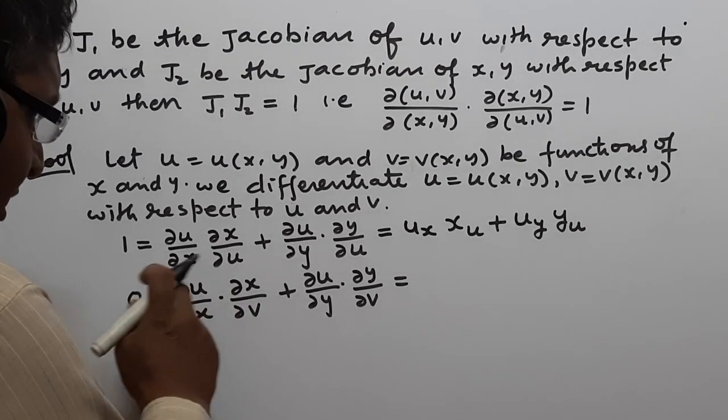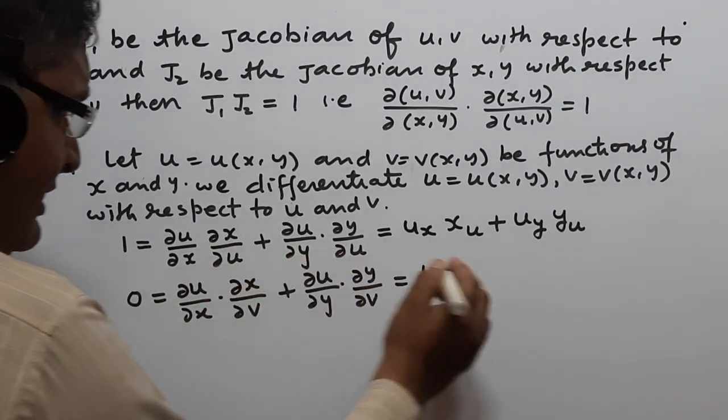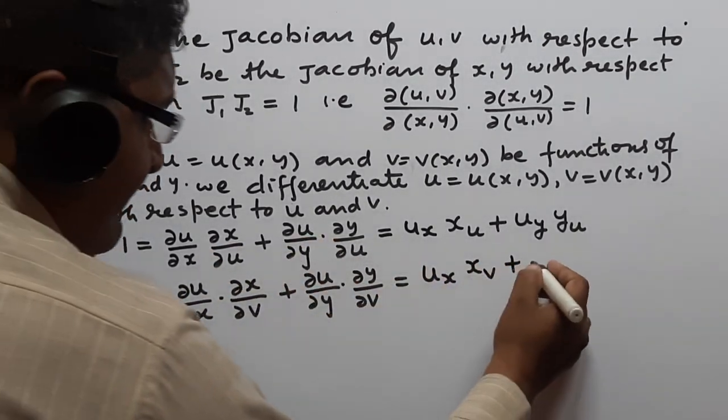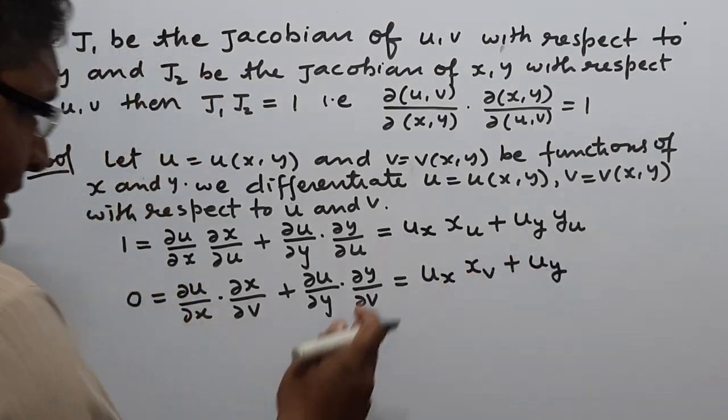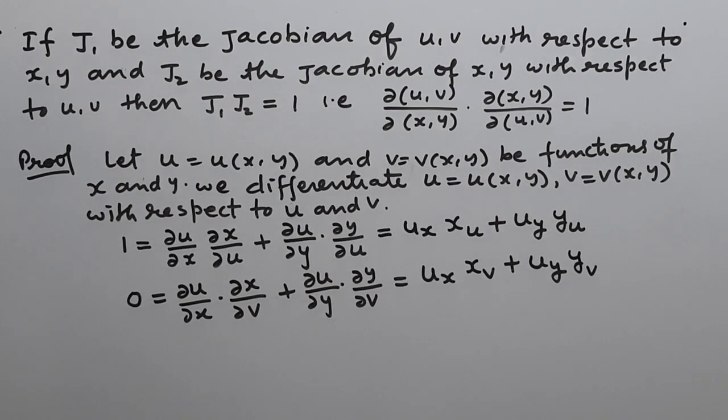Now this del u upon del x can be written as u_x, del x by del v can be written as x_v, plus del u upon del y can be written as u_y and del y upon del v can be written as y_v. So this is the differentiation of u is equal to u(x,y) with respect to u and v.